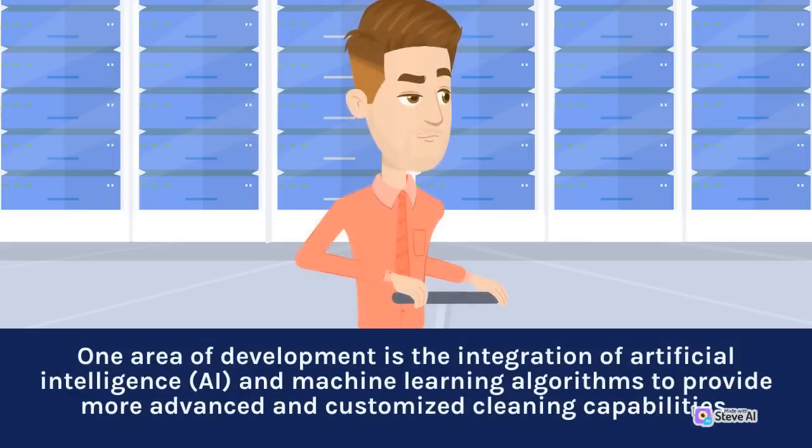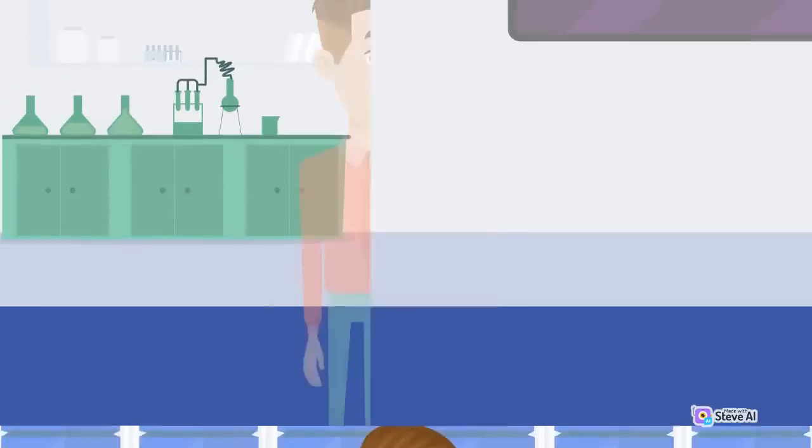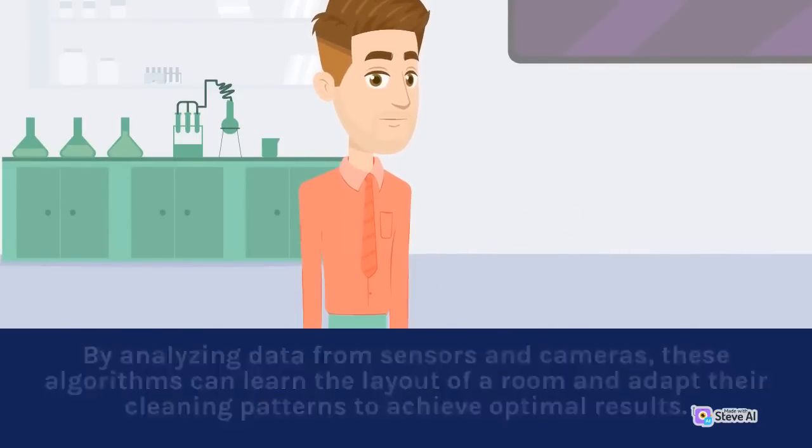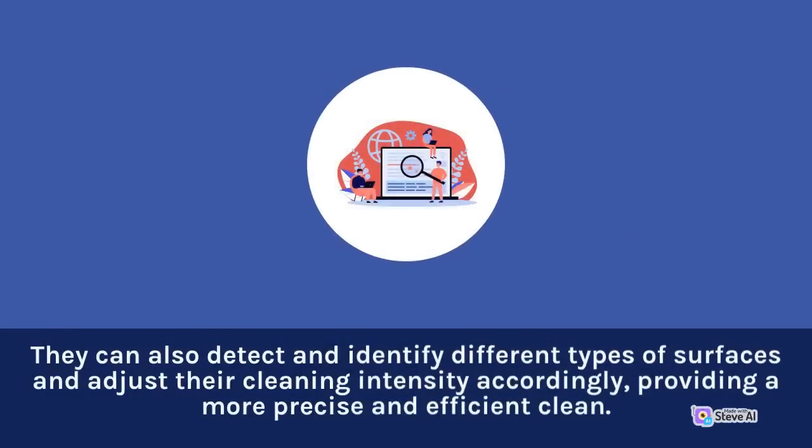One area of development is the integration of artificial intelligence, AI, and machine learning algorithms to provide more advanced and customized cleaning capabilities. By analyzing data from sensors and cameras, these algorithms can learn the layout of a room and adapt their cleaning patterns to achieve optimal results. They can also detect and identify different types of surfaces and adjust their cleaning intensity accordingly, providing a more precise and efficient clean.